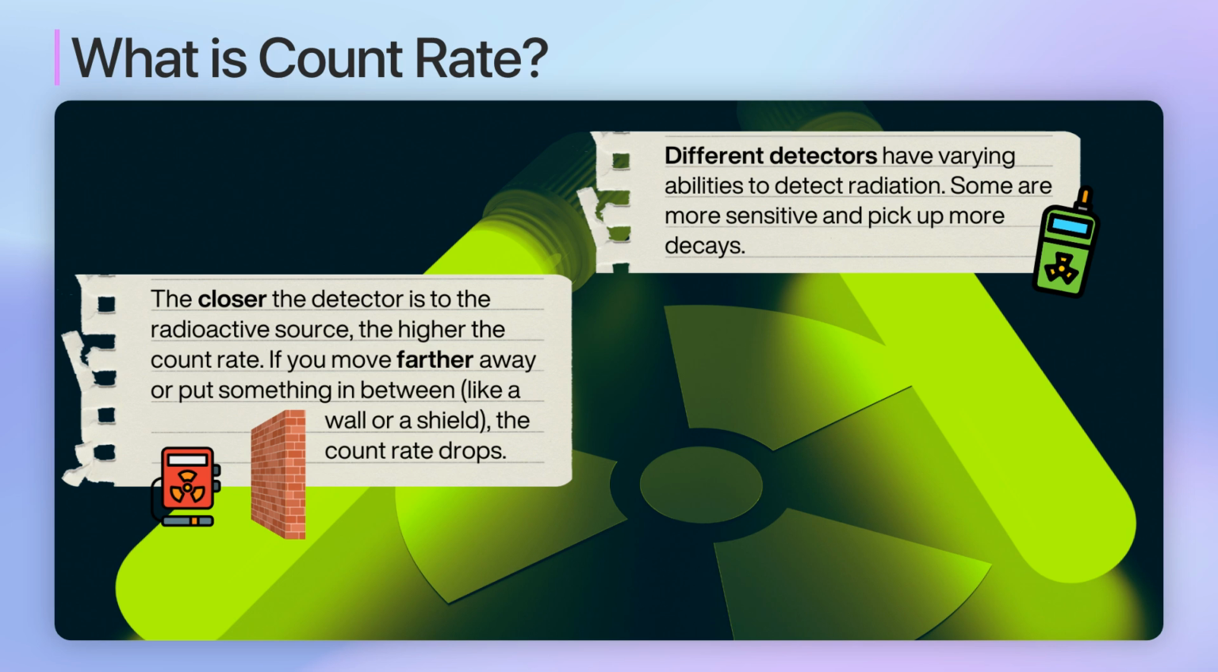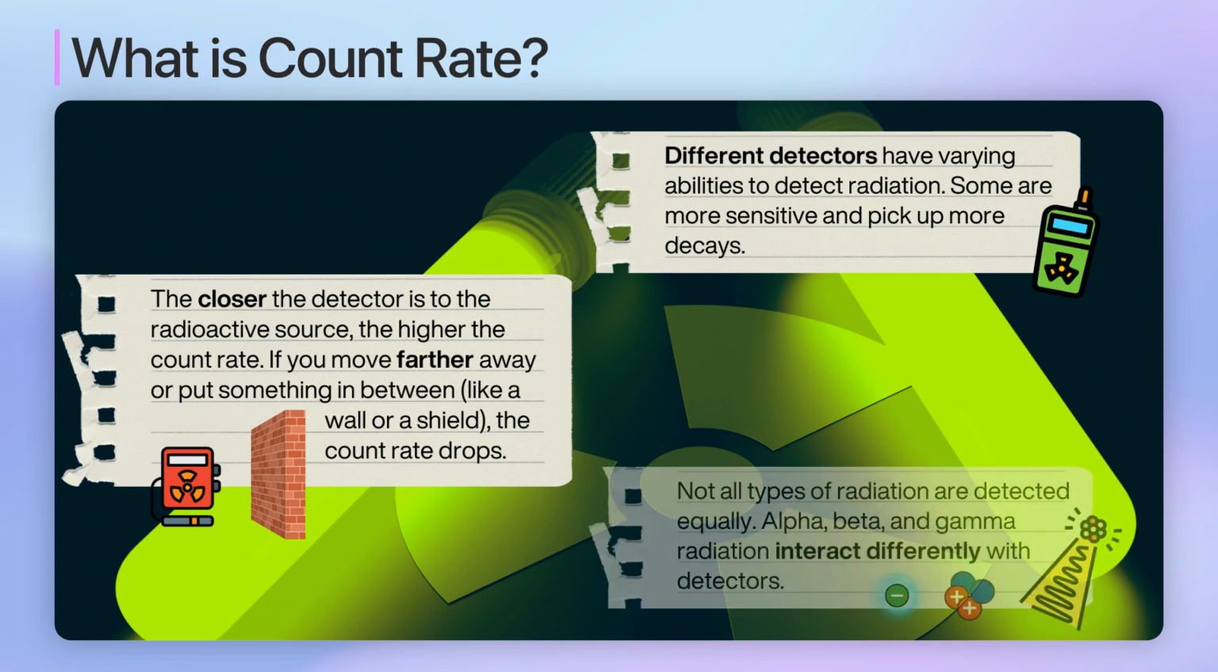A final factor that affects count rate is the type of radiation. Not all types of radiation are detected equally. Alpha, beta, and gamma radiation interact differently with detectors, much like how some popcorn kernels may make a louder sound depending on their size and type.